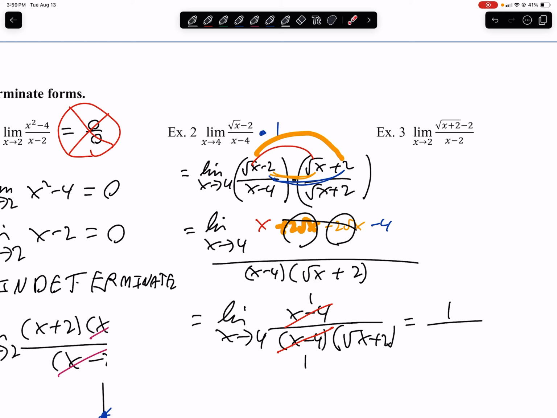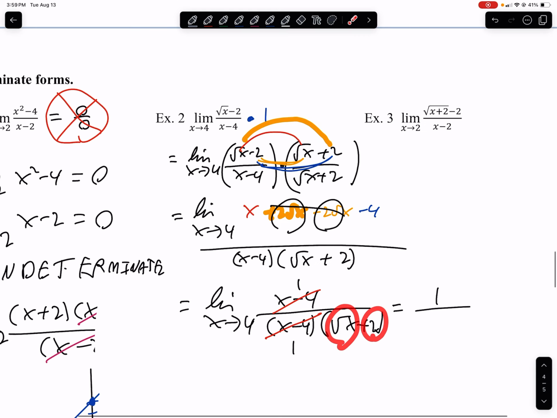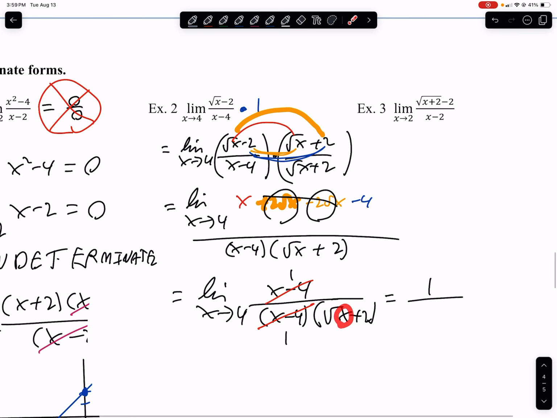Now again, this you would split up into 2 separate limits. Then you would take the limit of the inside first, then square root. If you do all of that, you'll get 2 plus 2 and get an answer of 1/4. So that will be the answer to example 2.